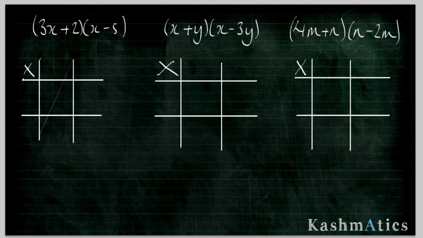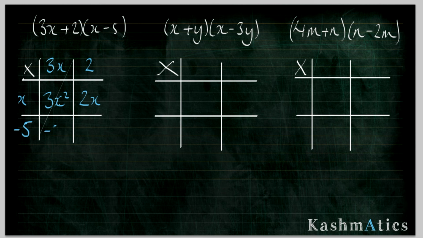So let's start with this one here. So we've got 3x plus 2 multiplied by x minus 5. So 3x, 2, and over here x minus 5, and let's multiply the terms. So we've got a 3x multiplied by an x, so that would be 3x squared. 2 times x is 2x. 3x times minus 5 is minus 5x.